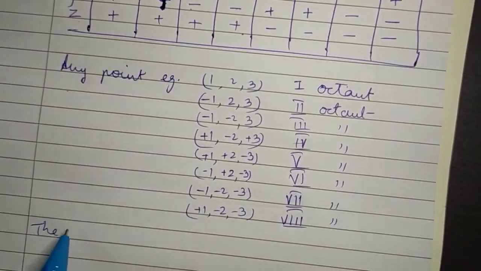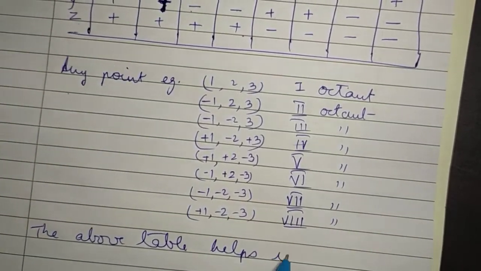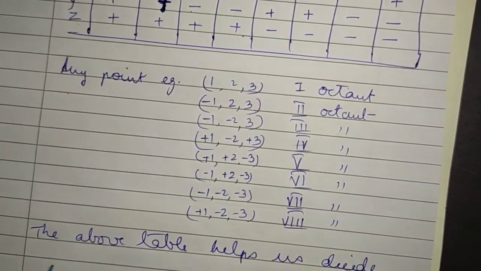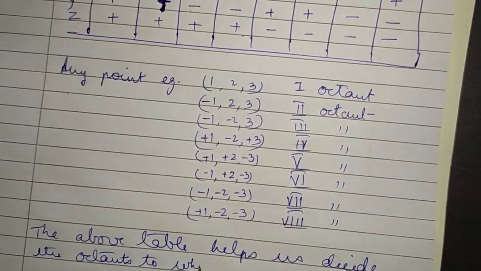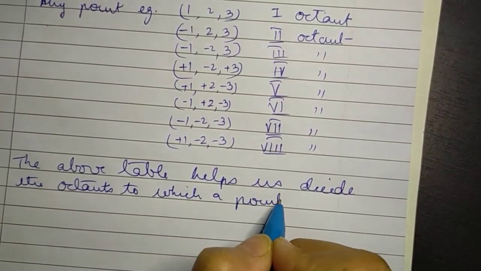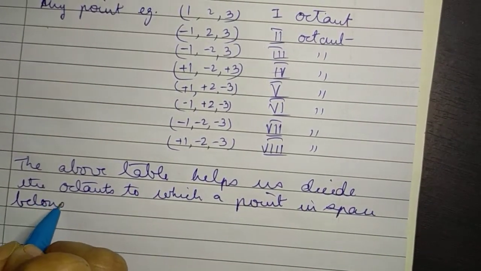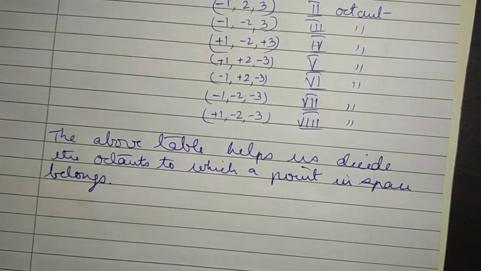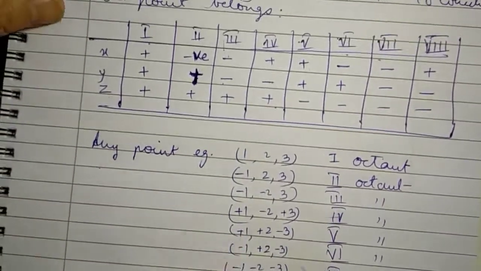So the above table helps us decide the octant to which a point in space belongs. Now one last thing which we have to consider, that is a point. Now let's see this figure. So actually let's draw a figure quickly, a 3D figure.